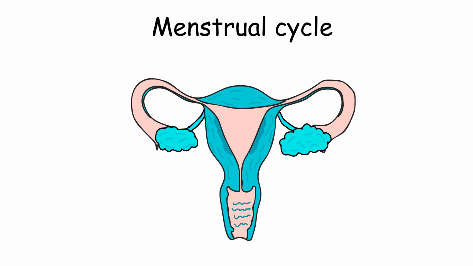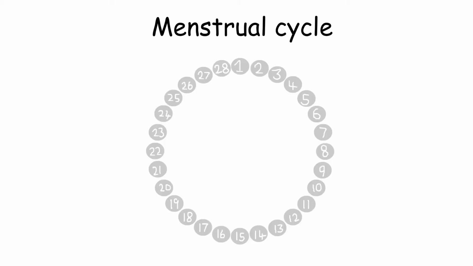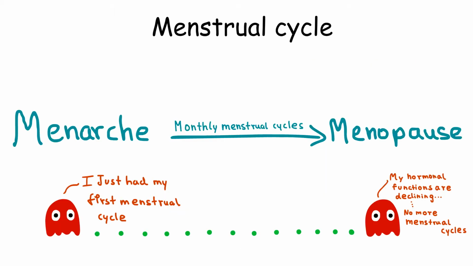Menstrual cycle is an average 28-day cycle every female goes through after menarche. Menarche is a point during puberty where an adolescent female gets her first menstrual cycle. Following menarche, the menstrual cycle occurs on a monthly basis till the point of menopause. Menopause is the natural decline of the reproductive hormones which stop the occurrence of menstrual cycles.